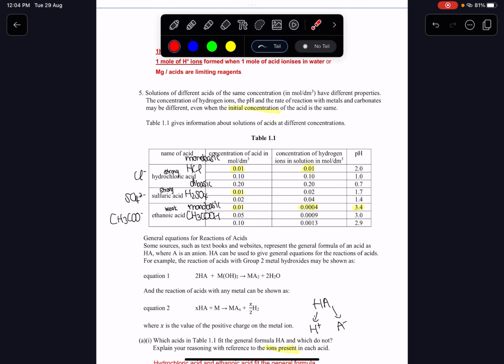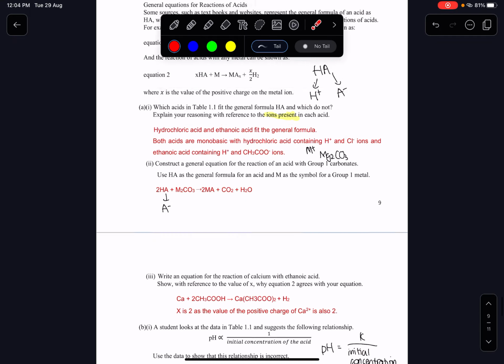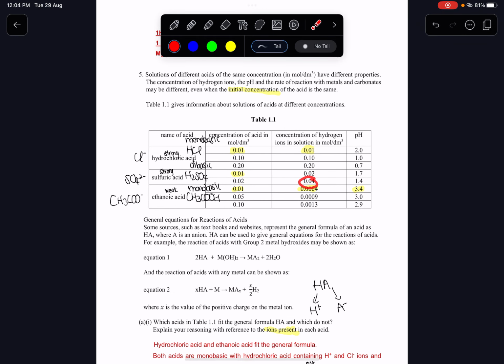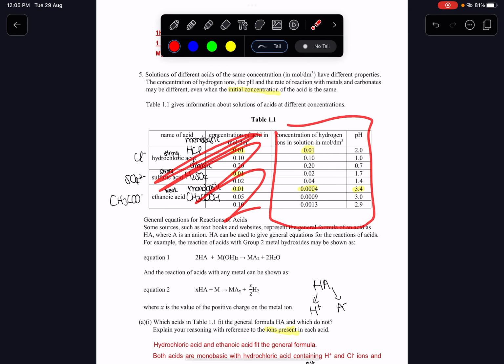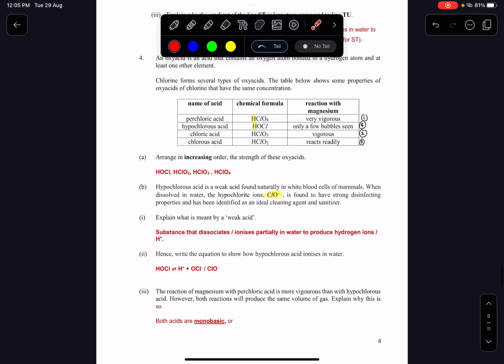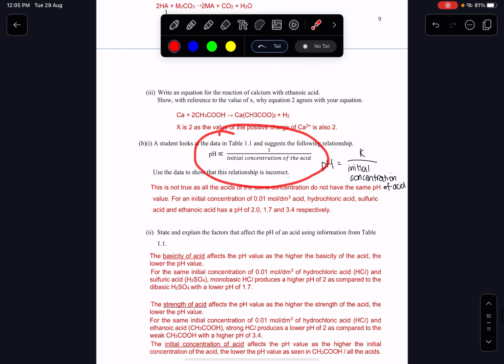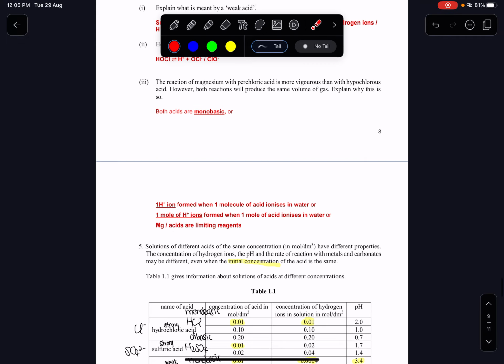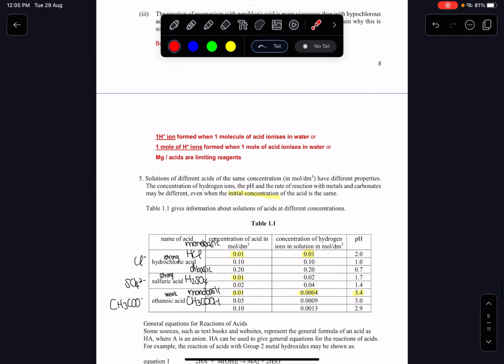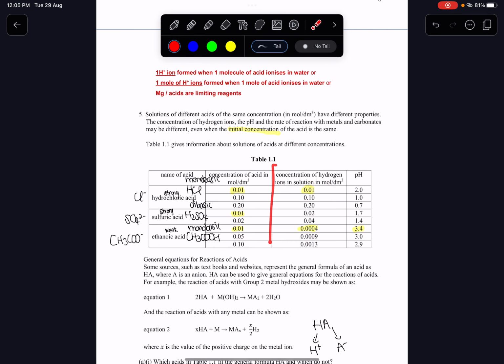0.04. Here is 1.4. You don't have to check for the same acid because remember we always said that pH is a measure of the concentration of H+ ion. So it doesn't matter what acid. Ignore this portion, but this part will hold true. Remember earlier on we had that relationship question. This one is wrong because it's not initial concentration of acid but H+. And it's also not an inverse relationship. It's a logarithmic relationship. So this part will be correct. This part always satisfies.